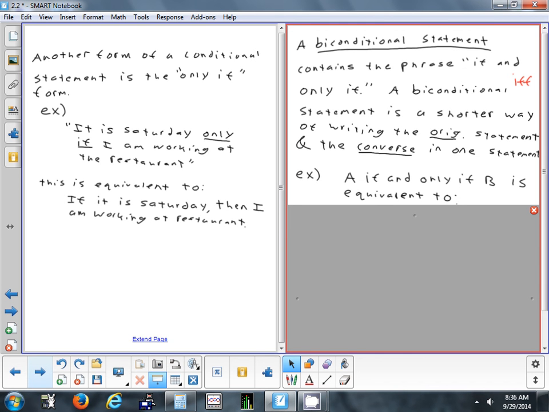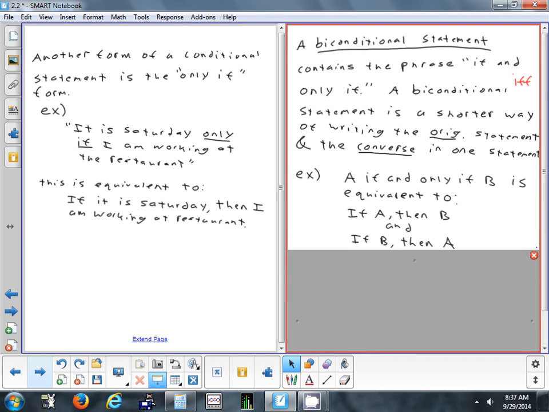So here's a kind of generic phrase, A if and only if B. Let A and B be any statements that you want. A could be, it is Saturday, and B could be, I'm working at the restaurant. But A and B are like variables that represent statements or sentences. This is equivalent to saying, if A, then B, and at the same time saying, if B, then A. So here's the original statement, and then here's your converse, right below it.